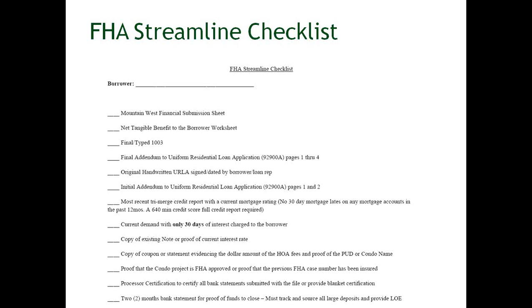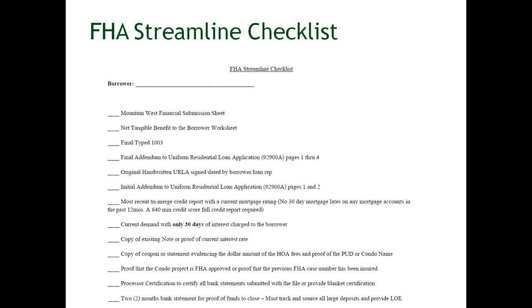We'll also need current demand with only 30 days of interest charged to the borrower. Copy of the existing note or proof of current interest rate, copy of coupon or statement evidencing the dollar amount of the HOA fees, and proof of the PUD or condo name, if applicable. Proof that the condo project is FHA approved, or proof that the previous FHA case number has been insured. Processor certification to certify all bank statements submitted with the file or provide blanket cert. Now keep in mind, if you're doing a credit qualifying Streamline, the blanket cert will have to also cover income documentation.